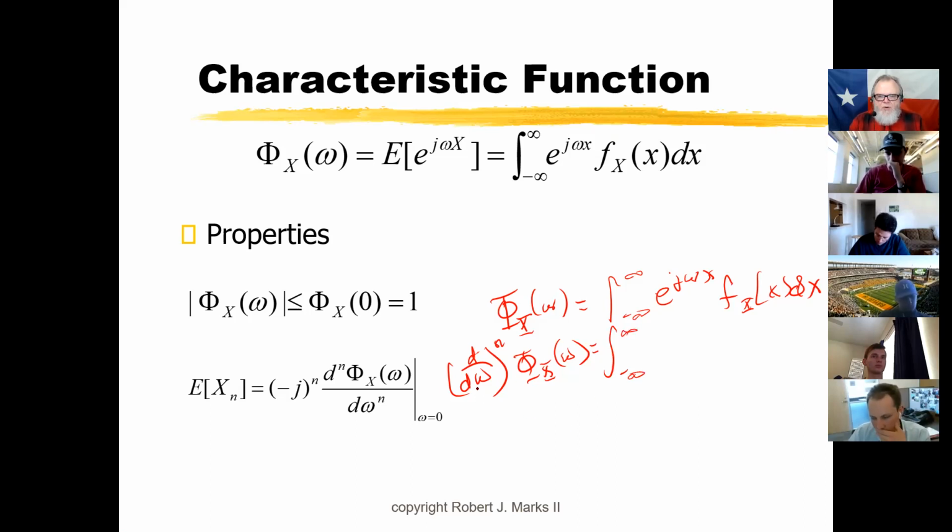okay, as engineers, when can we move the d omega inside the integral sign to operate on the integrand? The answer is always, okay? We don't worry about such things as that. But if we take this derivative operator inside the integration limits to operate on the integrand, the only thing that's a function of omega here is this e to the j omega x. So we differentiate this n times, and that gives us jx to the nth power.